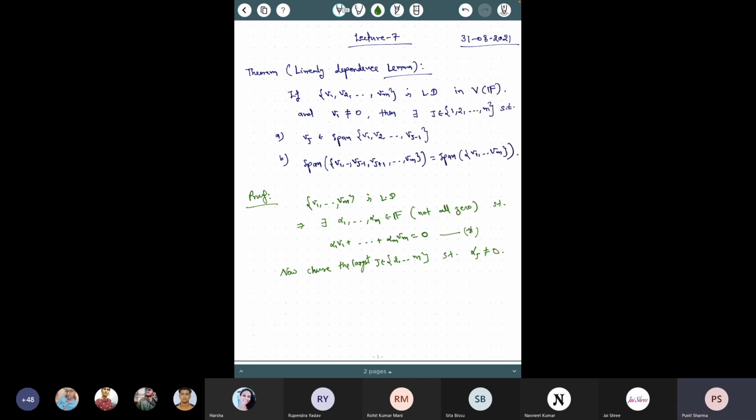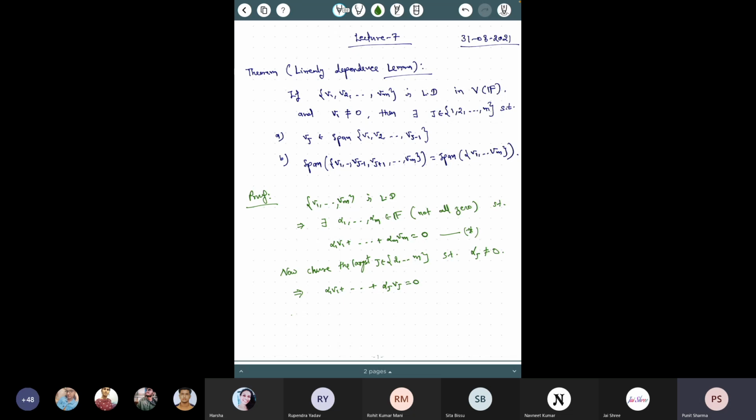That's what I'm trying to do here. So I'm choosing the largest alpha j which is not equal to 0. Now what does this imply? This implies that alpha 1 v1 and so on up to alpha j vj equal to 0.